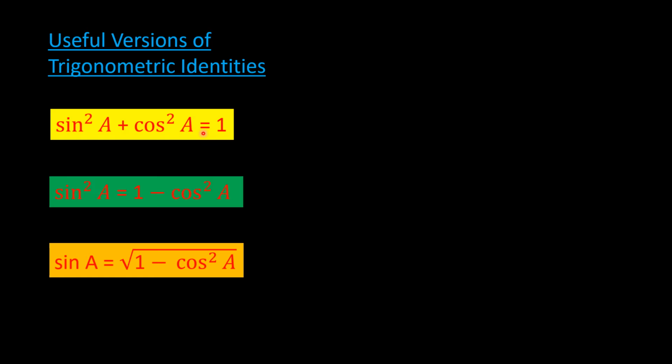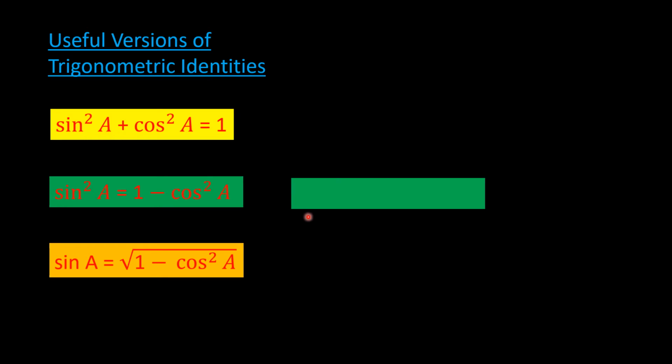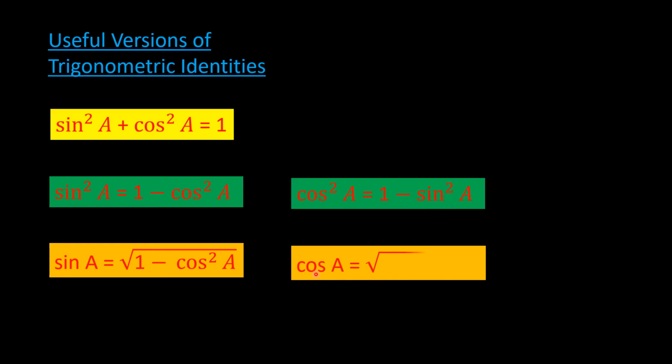In the third version, we will take sin square a on the right hand side and express cos in terms of sin. So we write cos square a equals 1 minus sin square a. Here we have expressed cos in terms of sin. So this is the third version of this identity. We will take square roots on both sides and write cos a equals under root 1 minus sin square a. So this is the fourth version of this trigonometric identity.